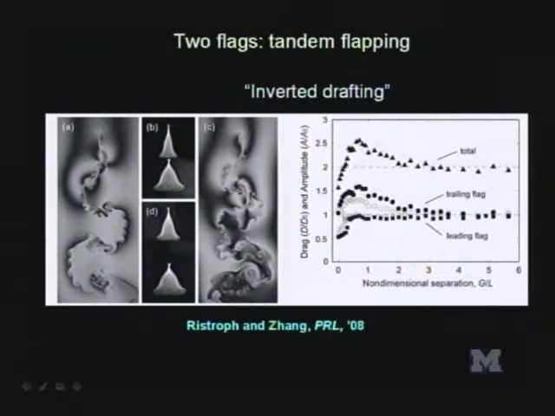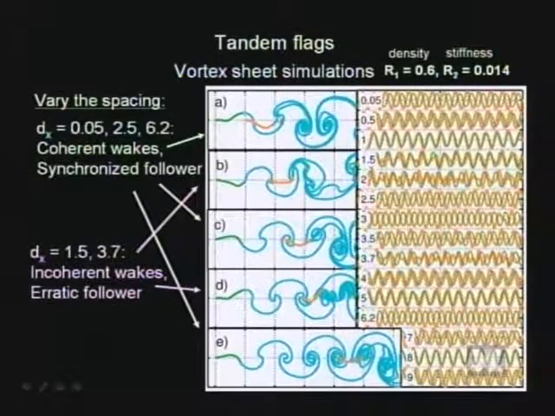OK, so what's going on here is the interaction between these two objects. And so I did some simulations of this because it's a lot easier to vary these parameters in a computer simulation than it is in the experiment. So the parameters of interest are basically the spacing between these flags and how flexible they are. OK, so what I found in the simulations was similar to the experiment, although there was one thing that was new in particular. And that was that sometimes the flags would flap in a very regular way.